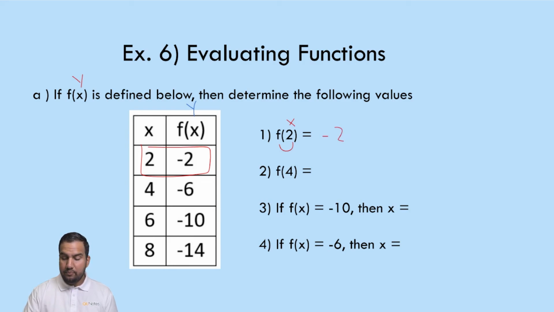Second one, f of 4. I'm going to plug in 4 into the f. That's right here. I get 4 comma negative 6. So what's my answer? The y, which is negative 6.